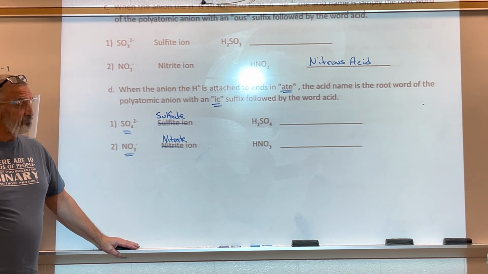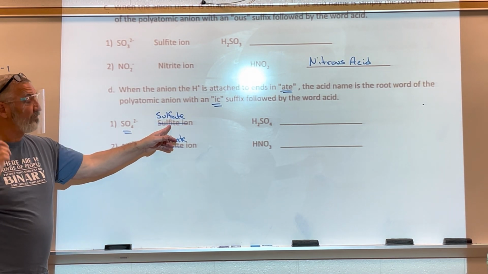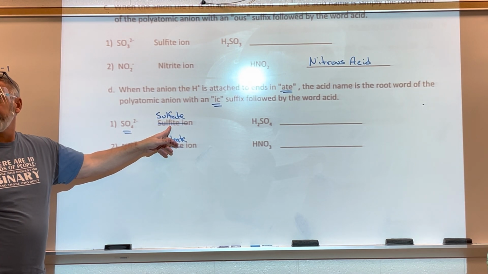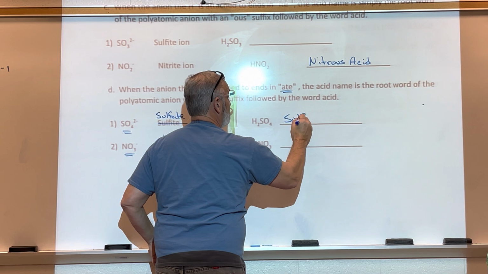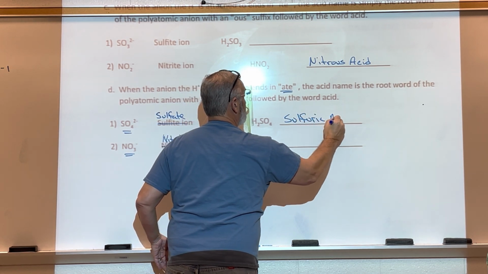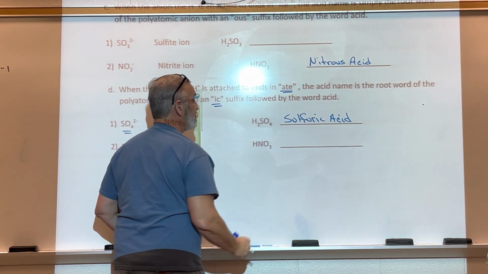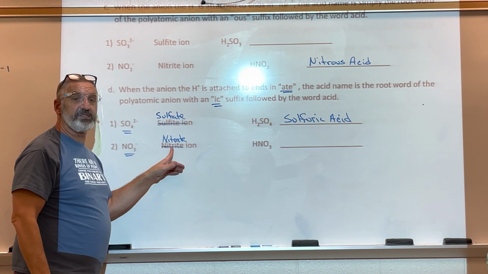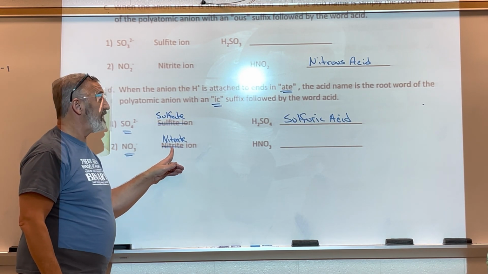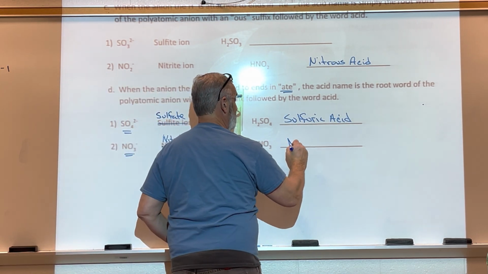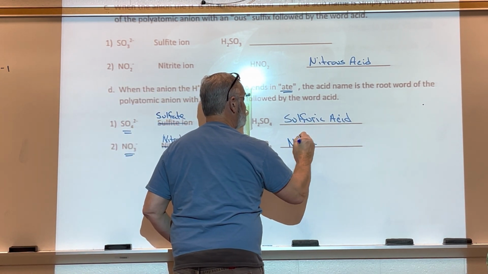Okay? So if it's sulfate, what's the name of the acid going to be? Sulfuric acid. And so then HNO3, nitrate, is going to be nitric acid. Ate goes to ic, ite goes to ous.